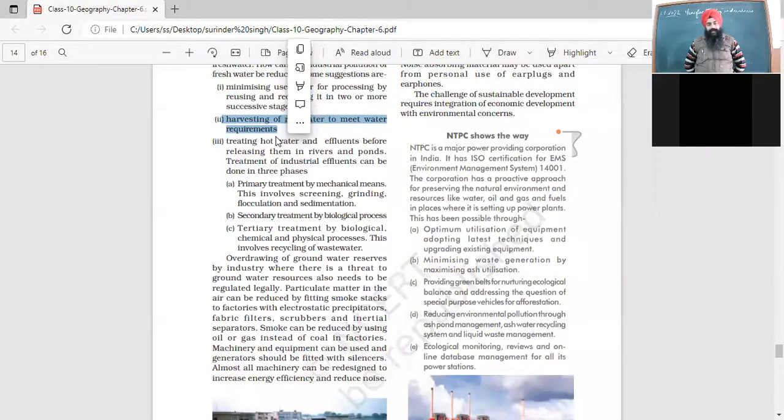Rainwater which would otherwise go to waste can be conserved and used for completion of domestic as well as industrial needs. In this chapter we learned that underground chambers are built in Rajasthan, in which water is stored in the basements of houses. It is used for recharging the underground water, and second, that water can be used for domestic uses also.